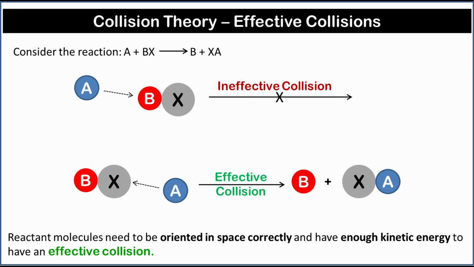Consider a reaction where reactants A and Bx form the products B plus Xa. We can already anticipate that, if the reactants do not have enough kinetic energy, the reaction will not happen. Moreover, if the reactants collide at the wrong angle, the reaction will not happen either. An effective collision occurs only if the reactants collide at the correct angle and have enough kinetic energy. Then the reaction will happen.